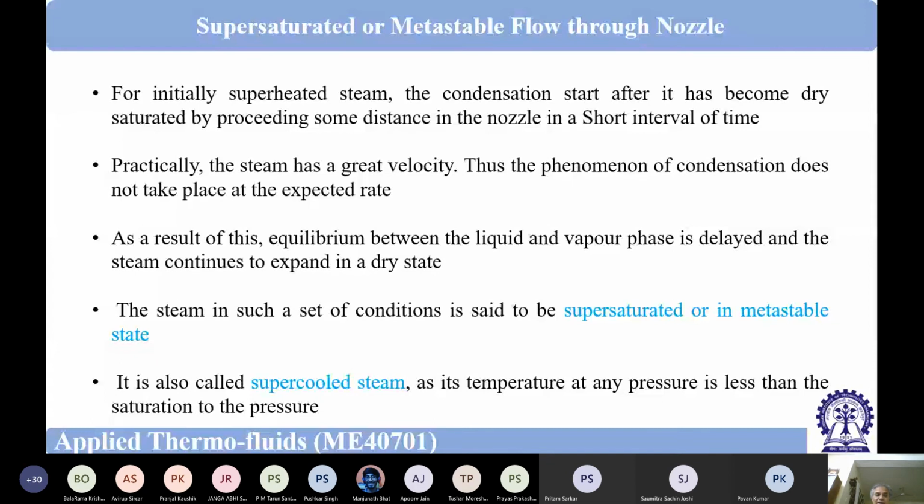It is also called supercooled steam, as its temperature at any pressure is less than the saturation temperature corresponding to that pressure. So different names are used.